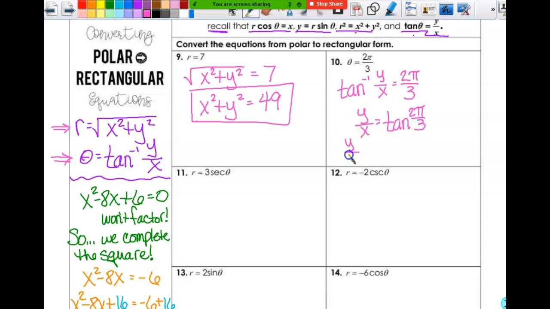So y over x equals, all right, 2 pi thirds is in the second quadrant. Is tangent positive or negative there? Negative. And then the tangent of pi thirds is square root of 3. Good, negative square root of 3. Want to get y by itself? That means y equals negative x times the square root of 3, or negative square root of 3 times x. That's a little safer to write down.